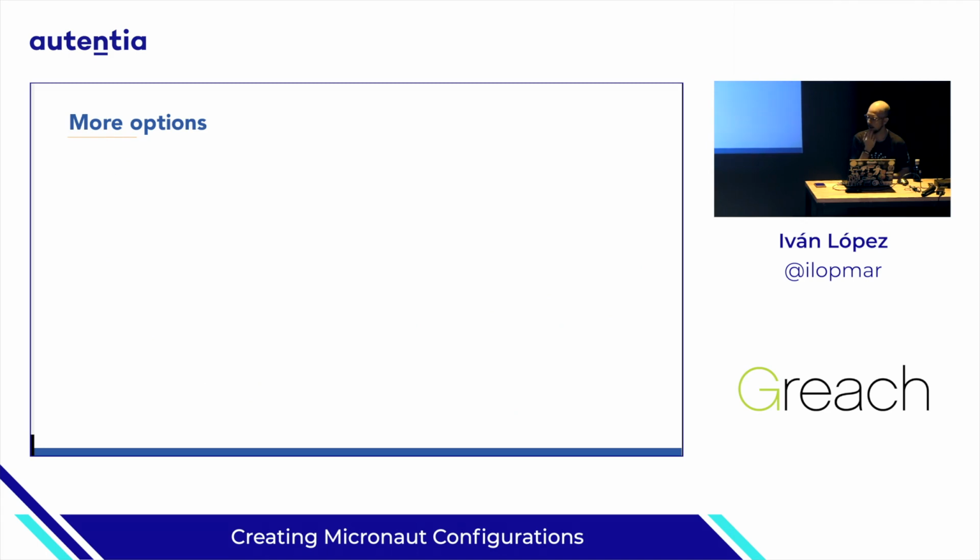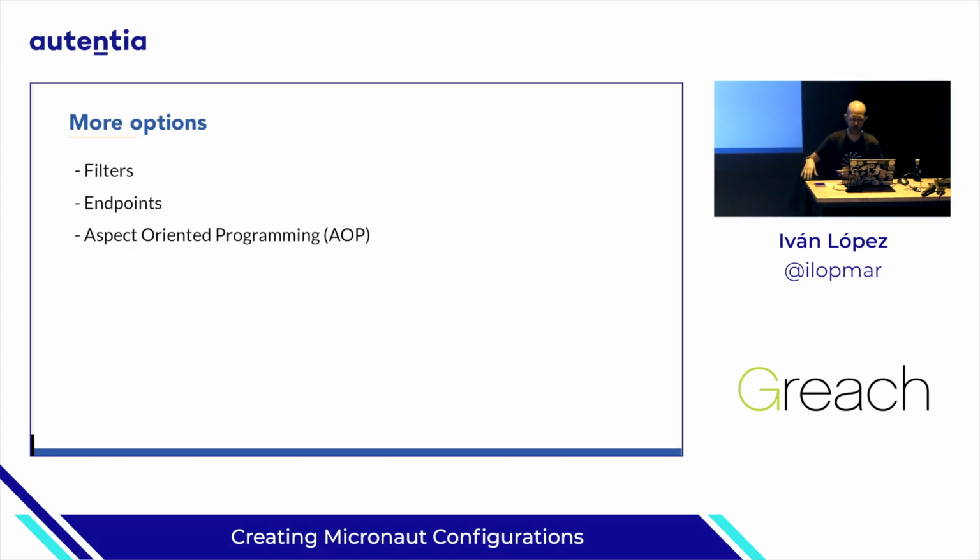So I showed you in something like 25 minutes, even more, the most important options or approaches that you have when creating these integrations, but there are even more things that you can do in a configuration. So you can create HTTP filters, you can expose endpoints, for example, in the Flyway library, we have an endpoint to expose to the users all the migrations available on the database. You can use aspect-oriented programming.